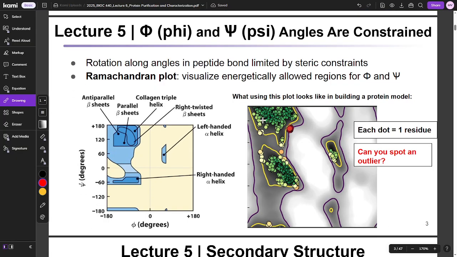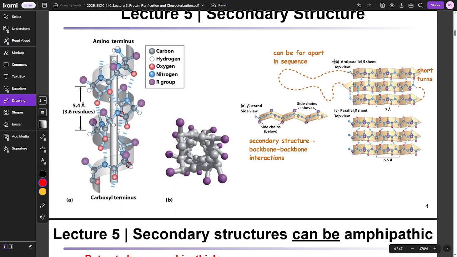But yeah, this whole idea that they're constrained, right? You can't really rotate them. Secondary structures, different types of structures. You got alpha helices, beta sheets, right? And those are something you should know for the exam.